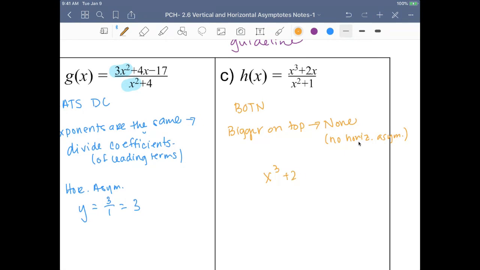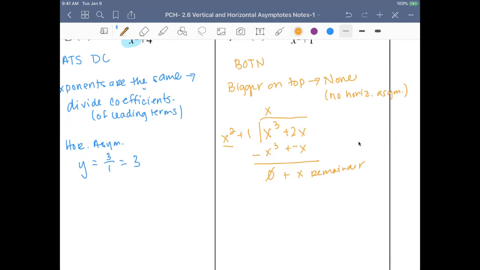So we go like this: x cubed plus 2x divided by x squared plus 1. Okay, so we get x times x squared gives us x cubed plus x. Subtract, gives me 0, and x plus x. And then I can't divide any further, so this is my remainder. We don't care about the remainder in this case because it's so small once the numbers get really big. So my asymptote is at y equals x. Okay. All right.